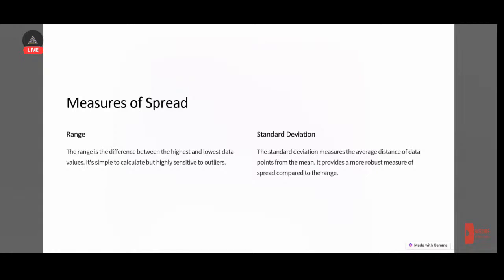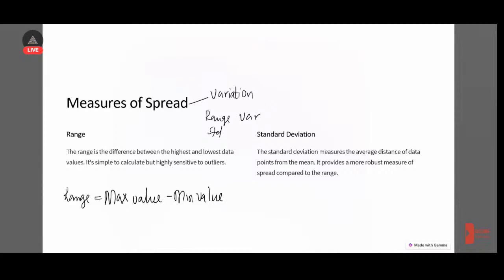Also, we talk about the measures of spread. Here, when you talk about the word spread, we are interested in talking about the variation. And here we talk about the range, the standard deviation, and also the variance. Range is the difference between the minimum and the maximum value. So the formula for range is the max value minus the minimum value. This is the formula for calculating the range.